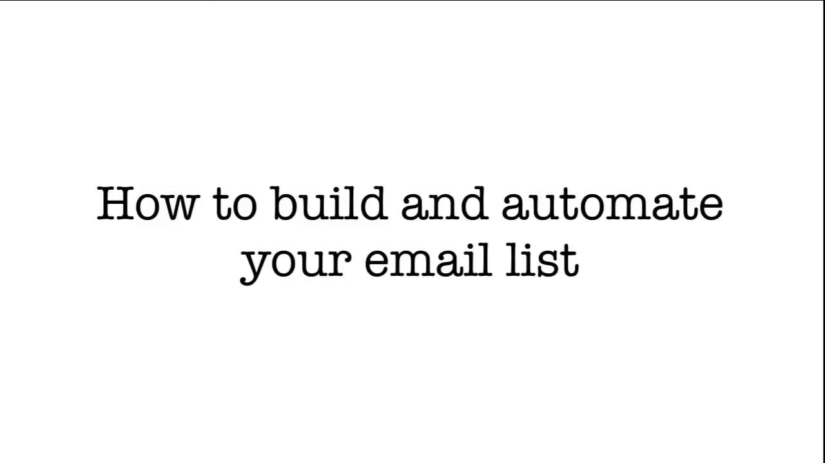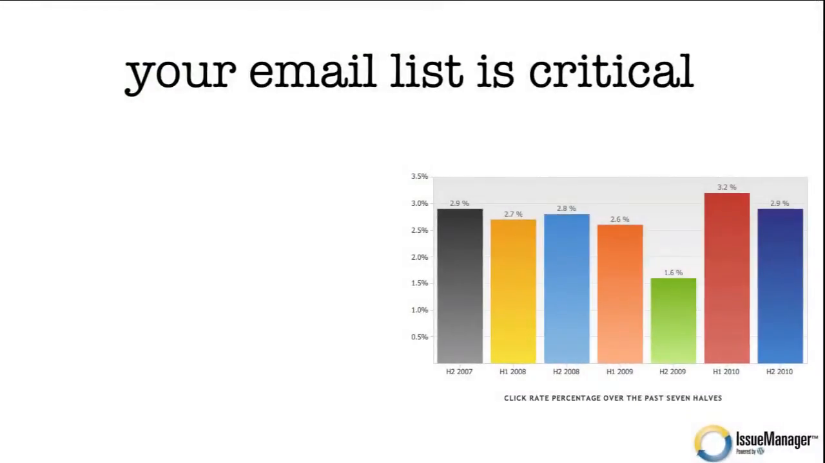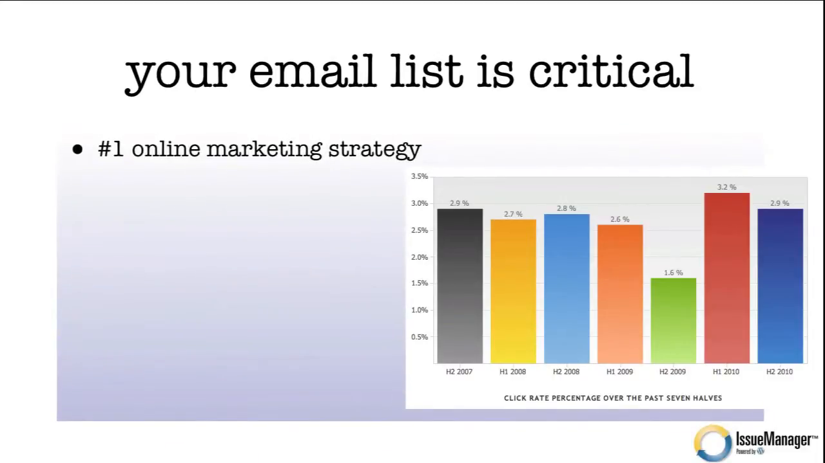In this video, I'm going to show you how to build and automate your email list. Now, one thing I want to say is that the creation of an email list is critical to your success. You need subscribers to find out what's going on in your magazine. It is today the #1 online marketing strategy, and it still beats out social media. Why? Because it's direct response.